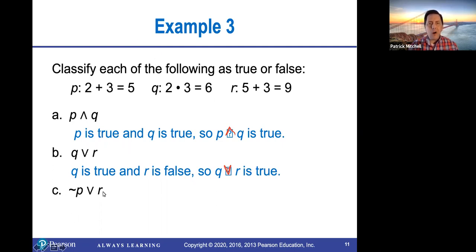Not P or R. Okay, so now it's getting a little more complicated. So P is true. That means that not P is false. I think it might be helpful to scribble a little something underneath the two parts of this. So the statement not P is false, and we already know the statement R is false. And if I put a disjunction between those, that is a false statement. So let's see how that looks.